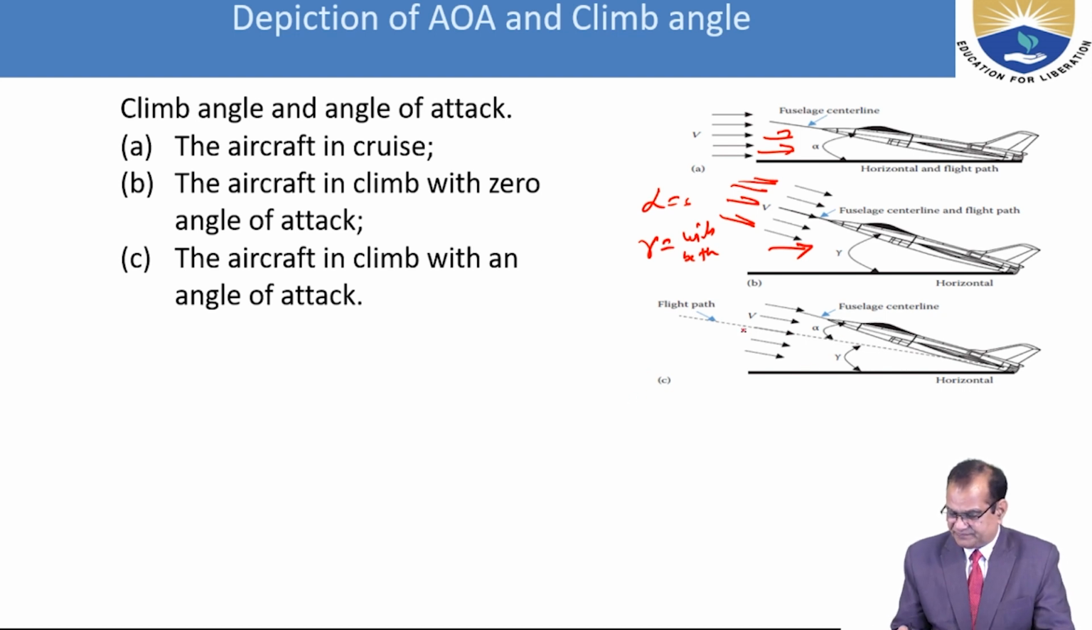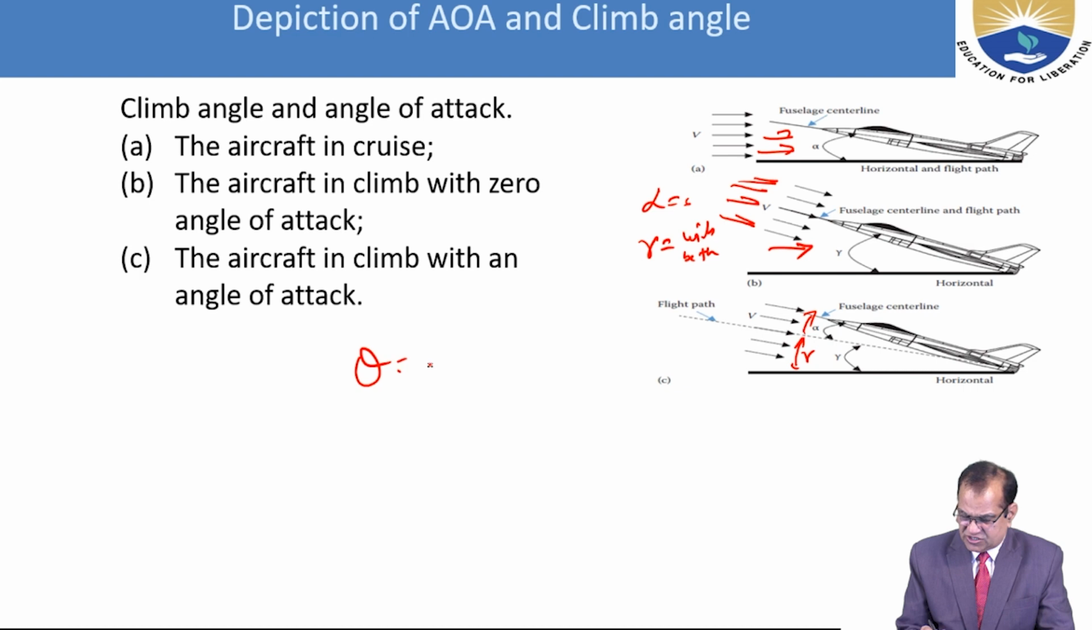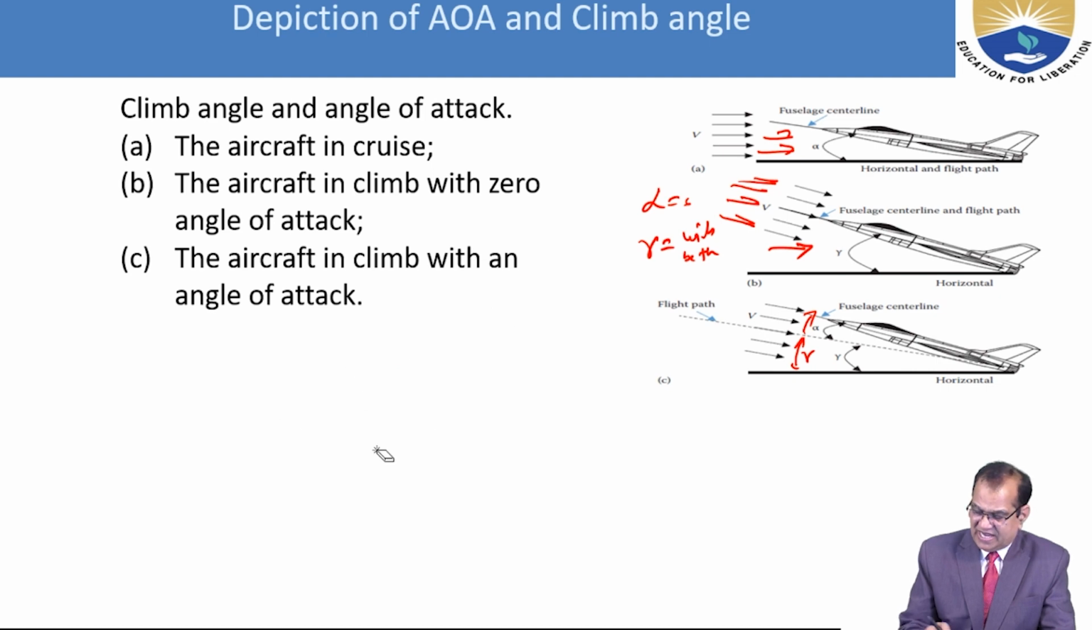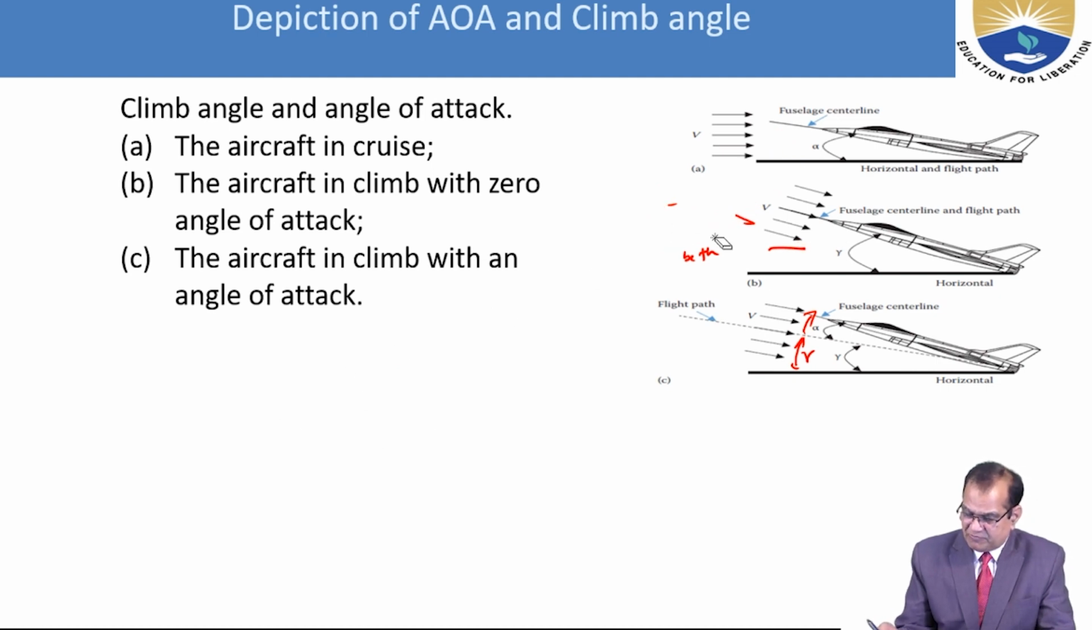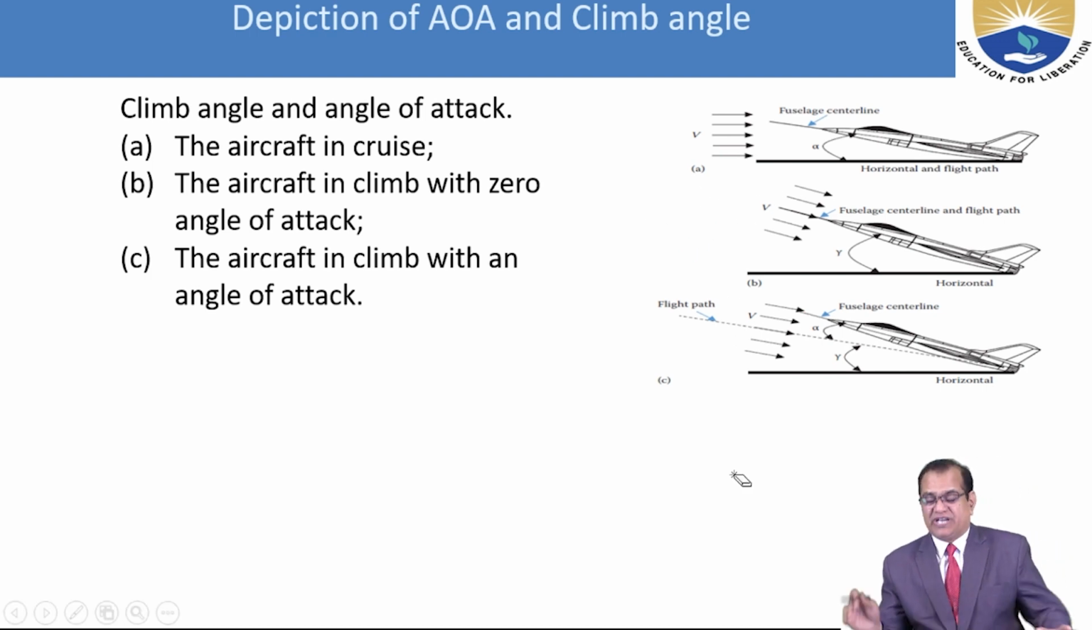Next case, the aircraft in climb with an angle of attack. In this, there is an angle between relative wind V and the aircraft. So here is the angle of attack. This is the gamma. So here theta is equal to gamma plus alpha. So this is the climb with an angle of attack. The wind direction plays a very important role, and it is shown in these three diagrams.